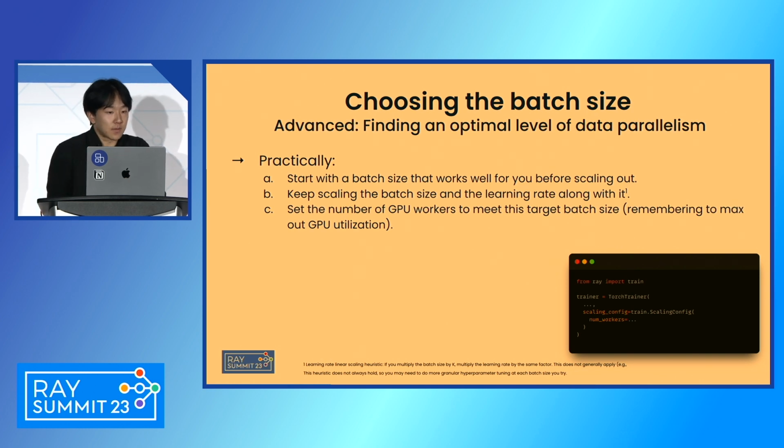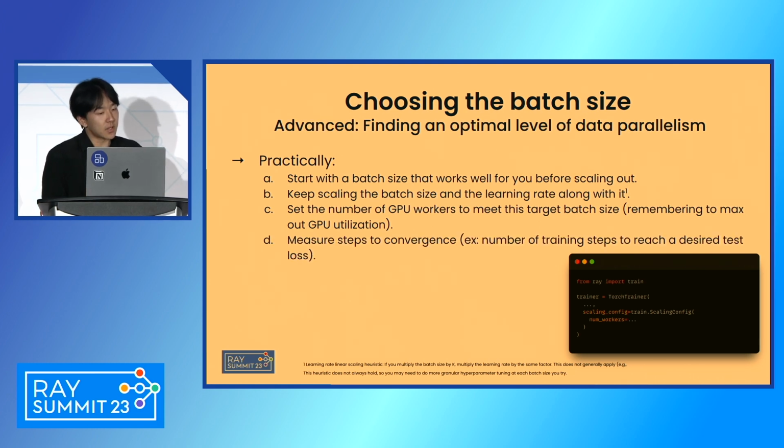Then you want to set the number of GPU workers to meet this target batch size, remembering to max out the utilization for each device. If you want to be more metrics driven, you can measure the time to convergence, and then repeat steps B through D until your training starts to cost more, or you're no longer seeing this linear speedup in training time.